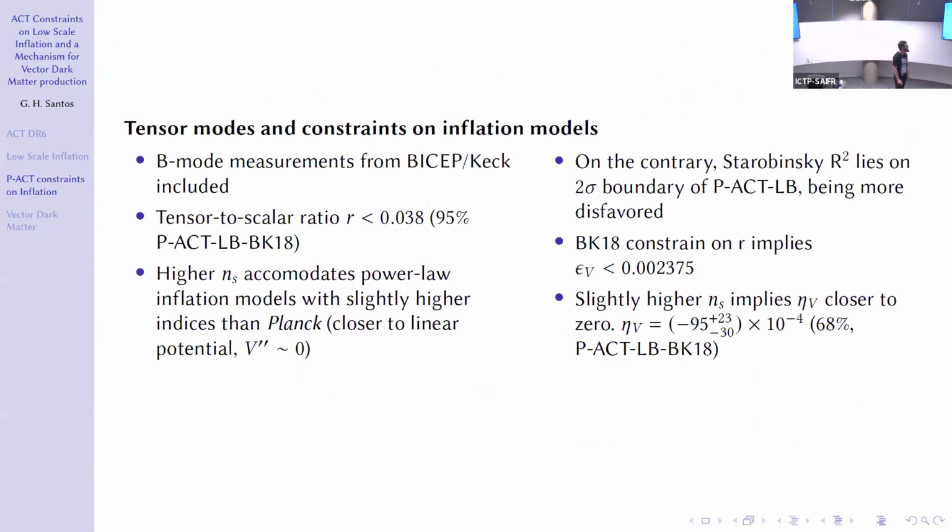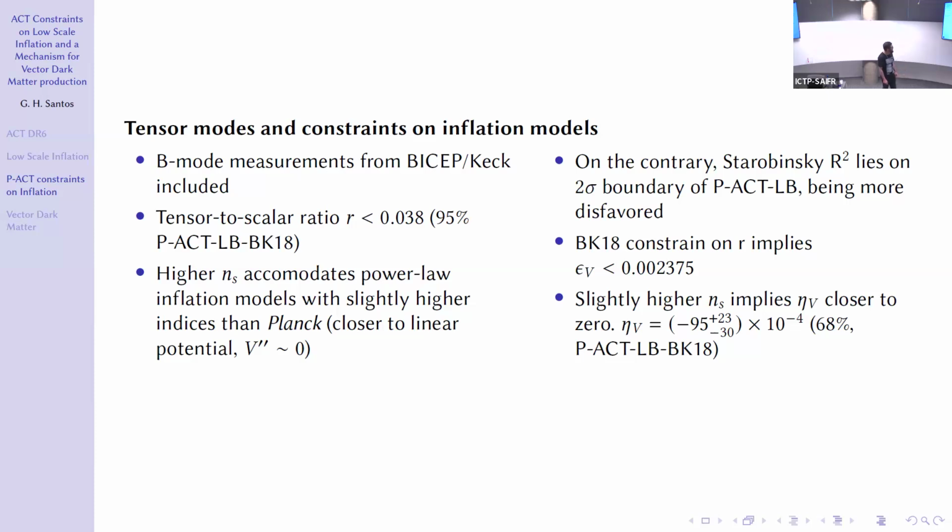Now, for tensor modes, there are constraints for inflation models. In order to measure tensor modes, we need to measure what we call the B modes, which is some sort of polarization of the CMB. And this has been measured by an experiment called BICEP/Keck. So they combine data from the B modes from BICEP/Keck in order to calculate the value of the tensor-to-scalar ratio. They find it to be similar to what we had before, with a very high confidence interval. Again, a very small value of r, so we are not observing gravitational waves at the moment.